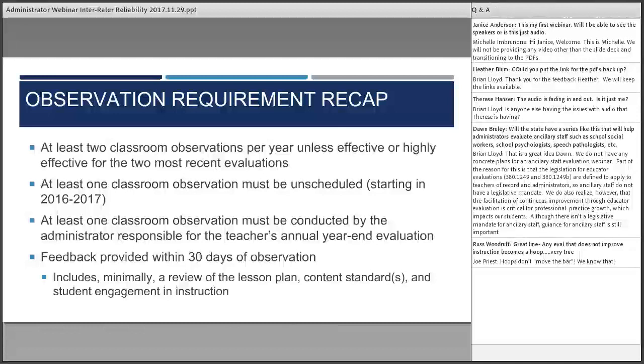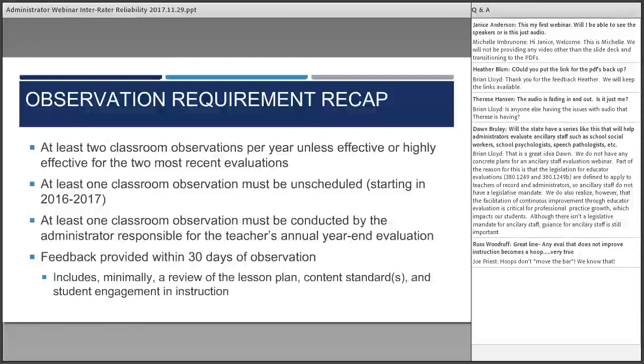We do know that at least two classroom observations are required per year, and at least one of those must be unscheduled. We do know that administrators are able to share the responsibility of evaluating and conducting observations, but legislatively, at least one classroom observation must be conducted by the administrator responsible for the teacher's evaluation.